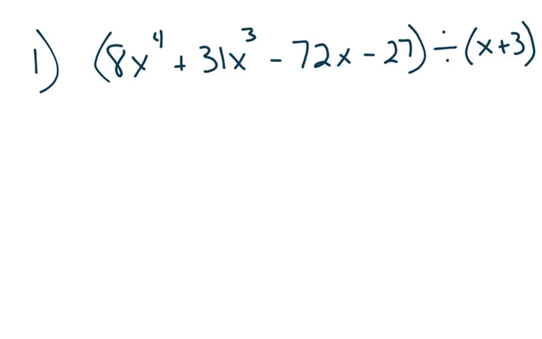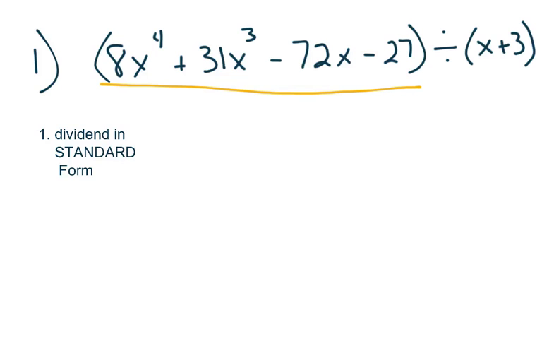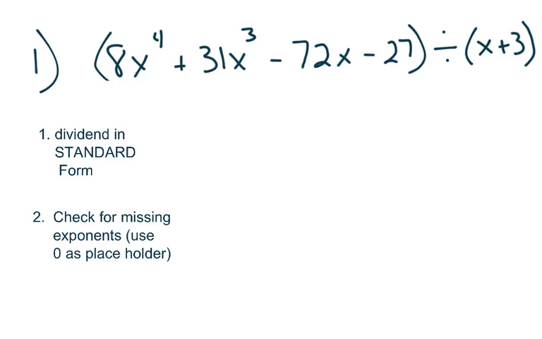Now there are going to be 3 things that you need to pay attention to before you start the process. Okay, the first thing is we need to make sure that the dividend, which is this first one, is in standard form. Now remember, standard form for a quadratic is ax squared plus bx plus c. So really all that means is that you've got your biggest exponent first and your smallest exponent last. That will put you in standard form.